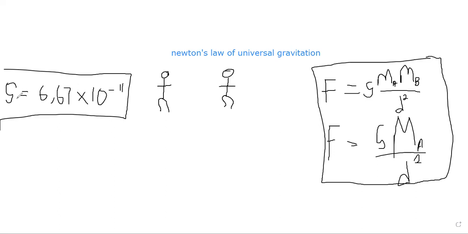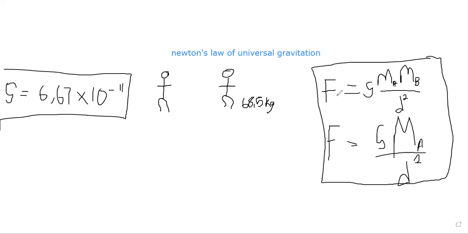I gave you the value of G. I gave you the formula here. Let's say this person weighs 40 kilograms, or whatever. It's you and me. I weigh 68.5 kilos. Calculate for both, like A and B. You have to calculate the force for both.